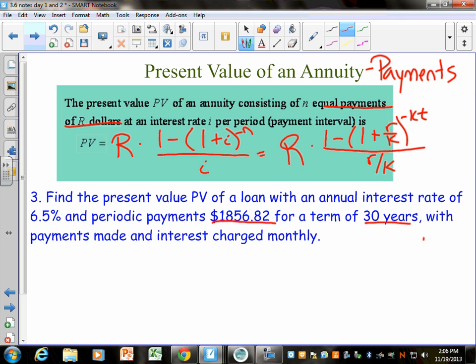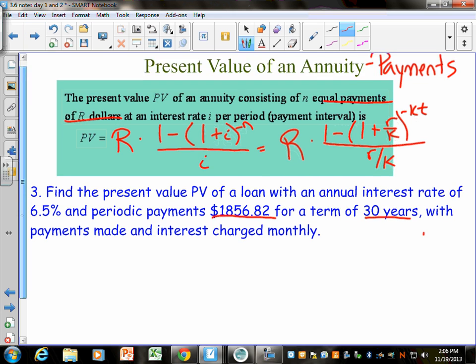6.5% used to be a good interest rate, but anymore it's not. You can get a house mortgage for like 3% now. So 3.25, that's what my mortgage rate is on my interest, or my mortgage.